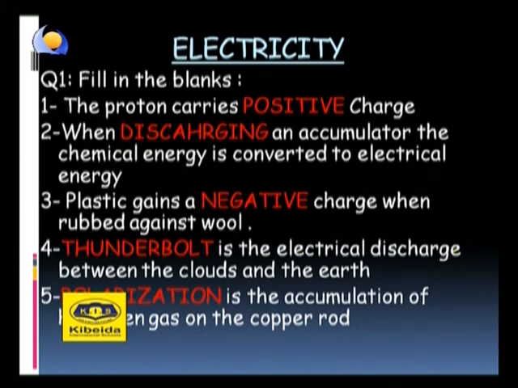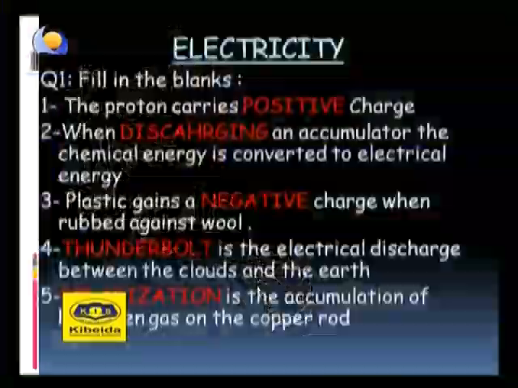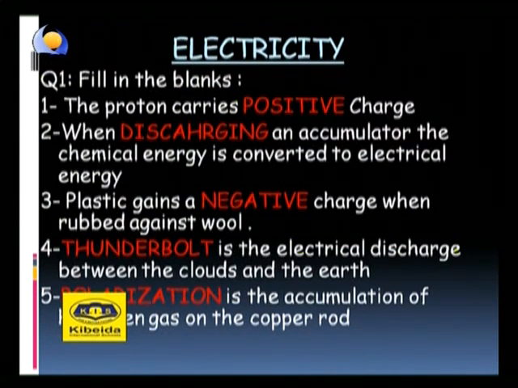Number four, thunderbolt is the electrical discharge between the clouds and the earth. Thunderbolt is one of the electricity types from nature. A normal case is the discharging between different clouds, but in some cases discharging happens between clouds and the earth, and this is what we call thunderbolt. So you have to differentiate between thunderbolt and other types of natural electricity.